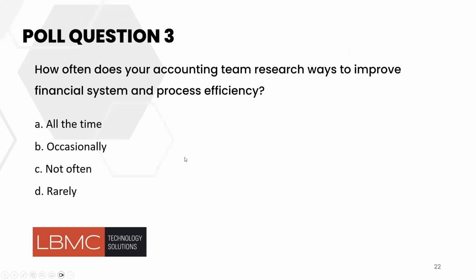With that, I think, Alyssa, we have one final poll question. Is that right? Yes, we do. So the final question was, how does your accounting team research ways to improve financial system and process efficiency? Looks like the top answer was occasionally. Close second was all the time. And then some folks said not often. Well, I'm glad nobody said rarely.